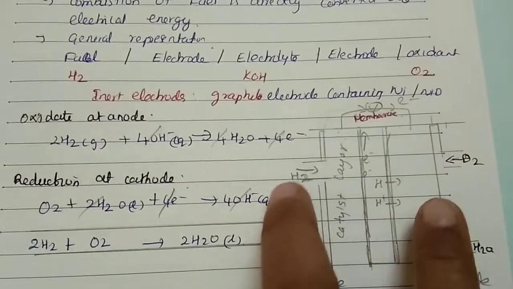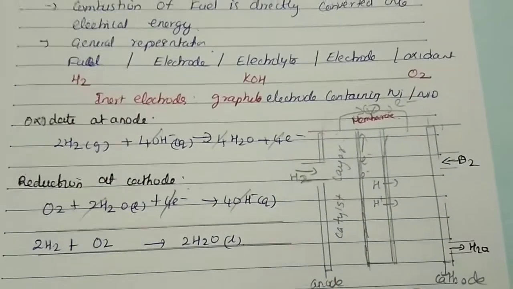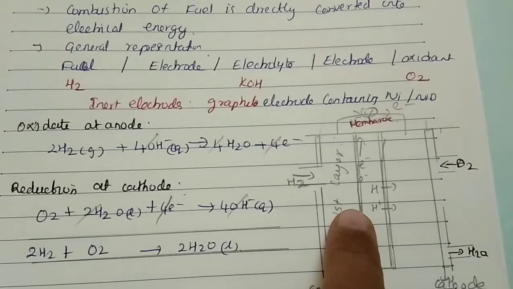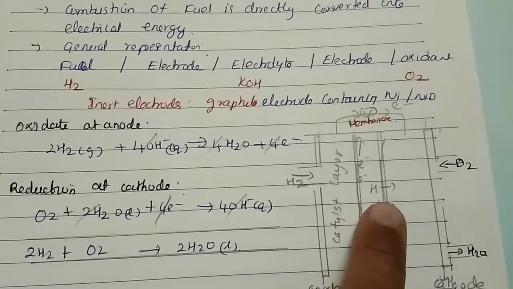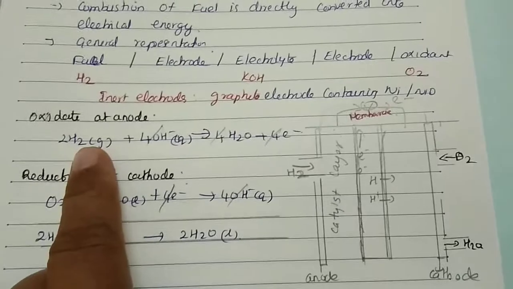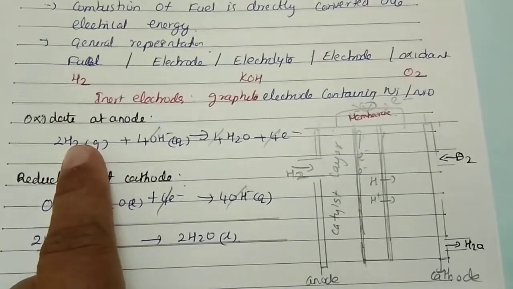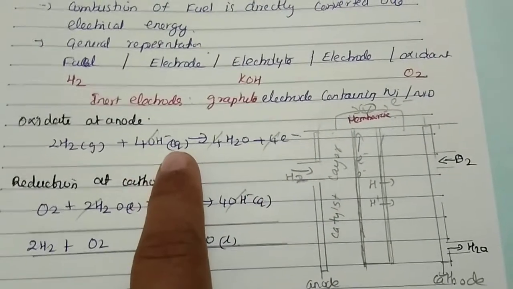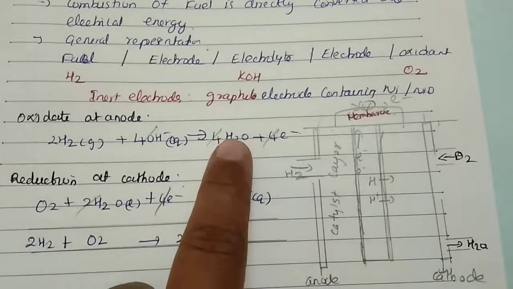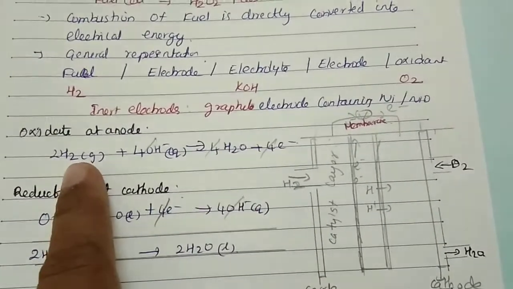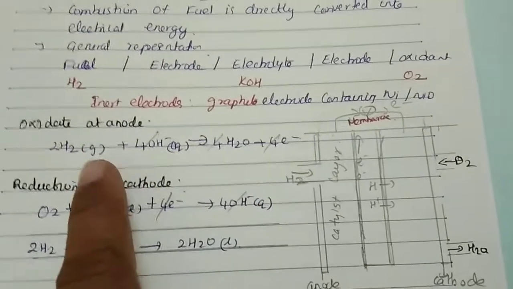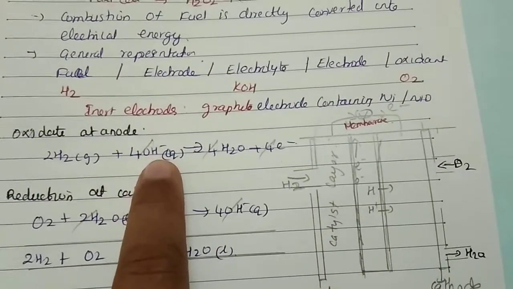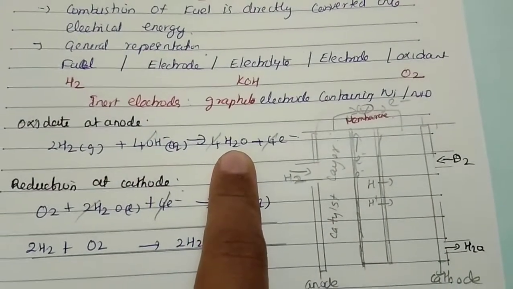When you are passing hydrogen and oxygen gas, the hydrogen gas releases electrons and forms H+ ion. Here we are taking two molecules of hydrogen, so each hydrogen leaves 2 electrons. So 2H2 plus 4OH- forms 4H2O plus 4 electrons. Here there is removal of 4 electrons, and 4H+ is formed. That 4H+ ion reacts with 4OH- and forms 4H2O molecules.